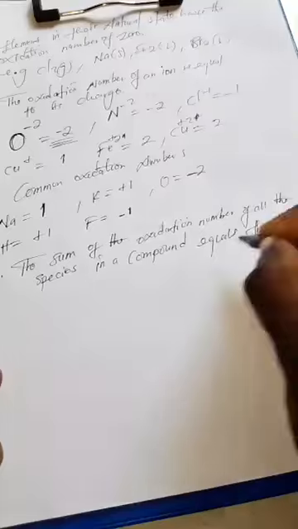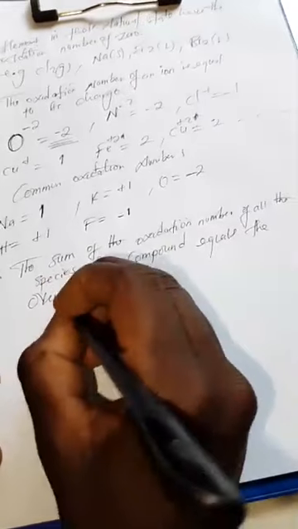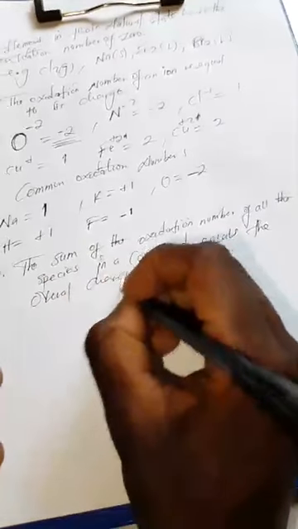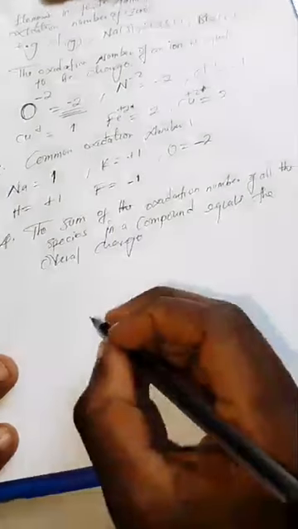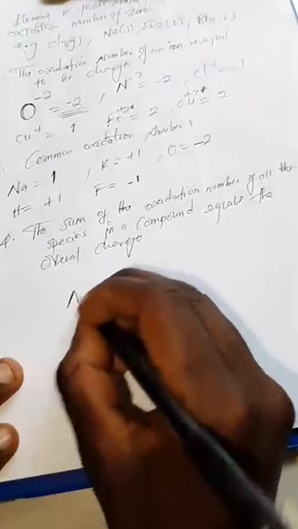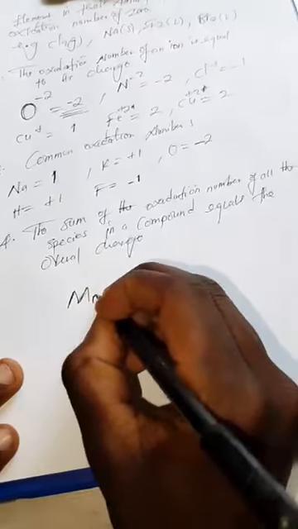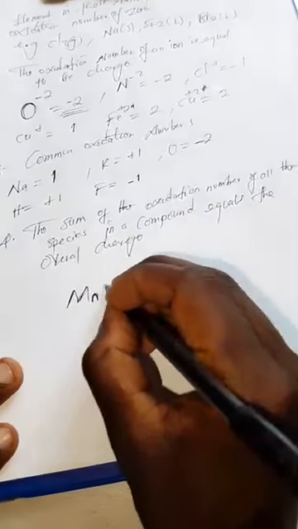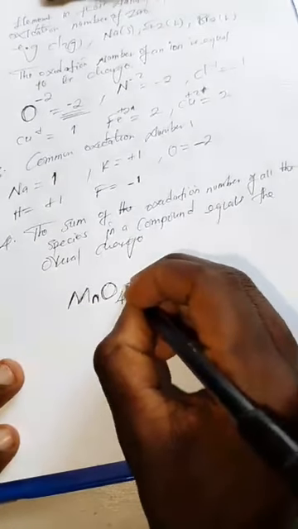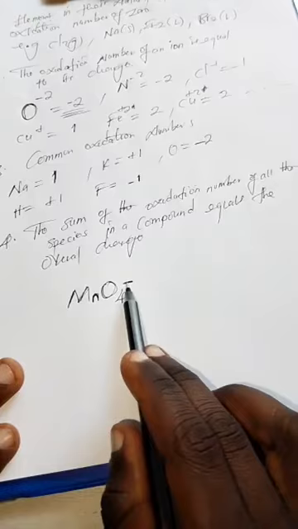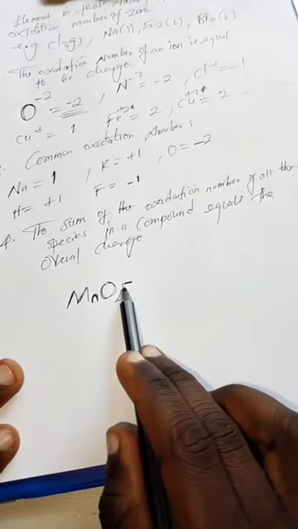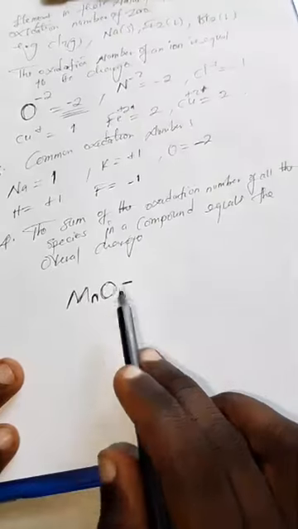Equals the overall charge. Okay, let's have manganese tetraoxide like this, MnO4 minus. So this charge here is the overall charge. When there's just a negative, meaning it's a 1, it's a negative 1.